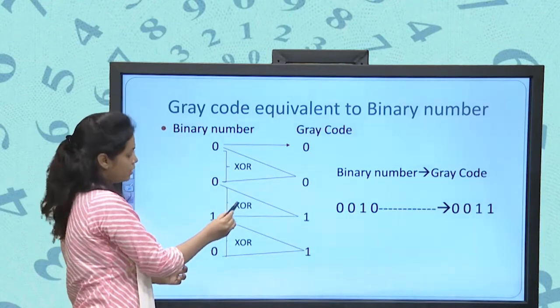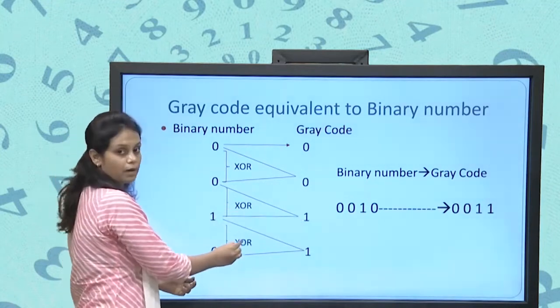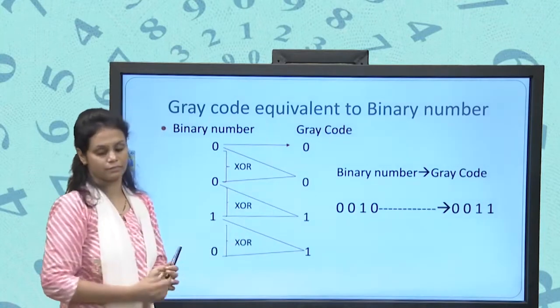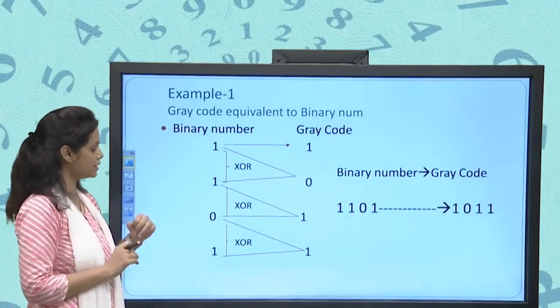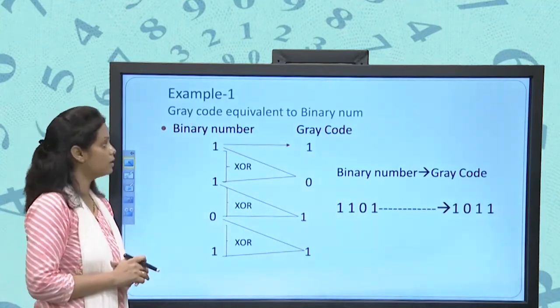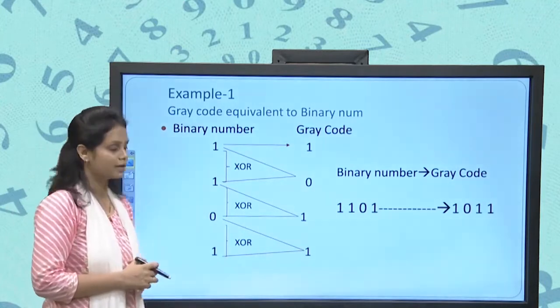Again 0 1. We will apply XOR operation. The output is 1. Again 1 0. We will apply XOR. The output is 1. Fine. We'll see some more examples. Our binary number is 1101, and we want to convert this into the gray code.